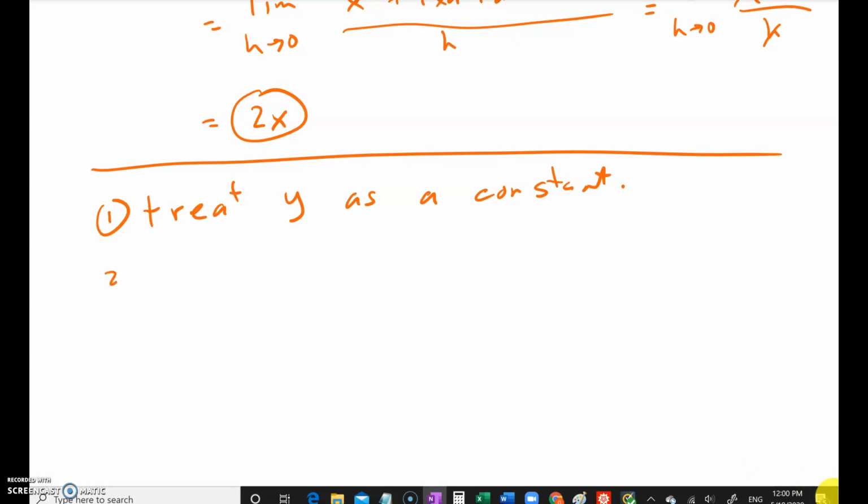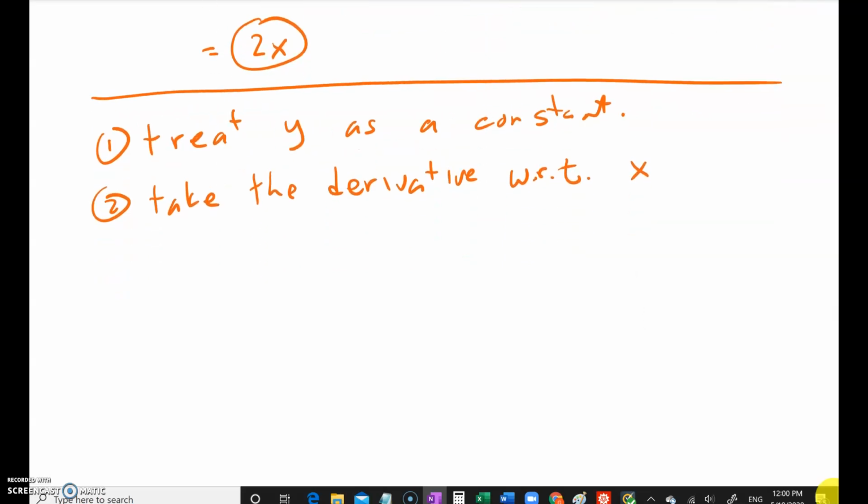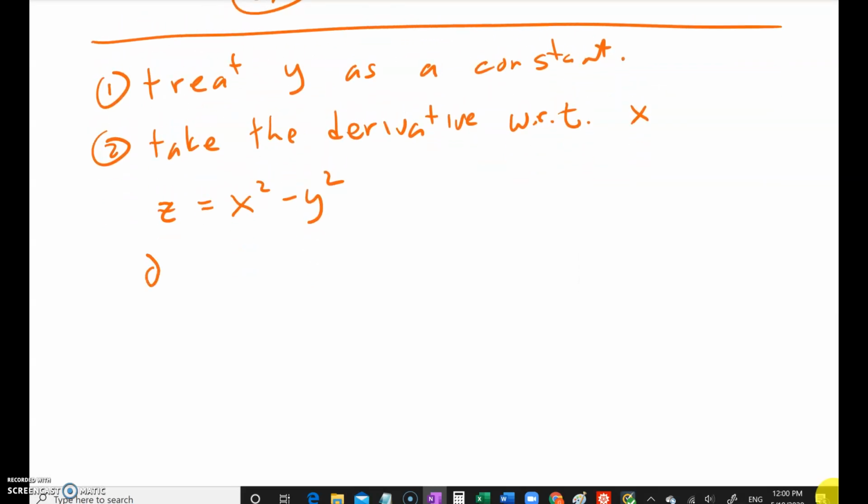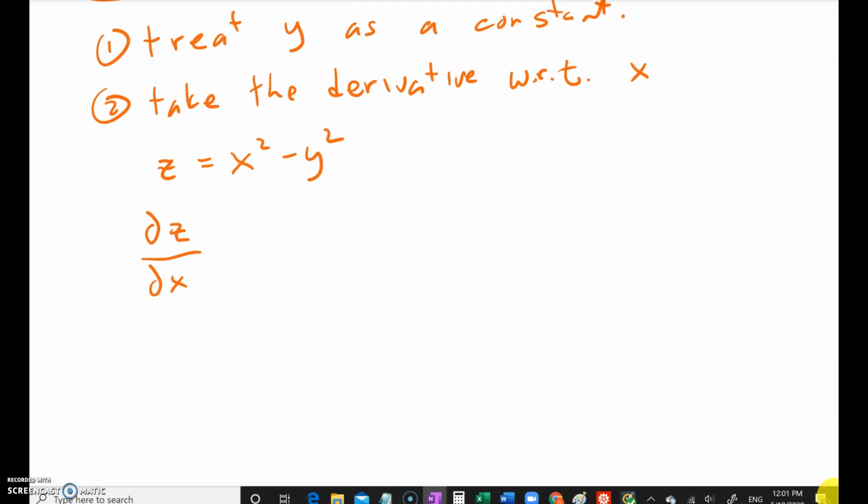So all those rules you learned in Calculus 1, they all apply. And then step 2 is you take the derivative with respect to x. WRT is short for with respect to. Okay, so let me just use z here, a little bit quicker to write. So my original function, z equals x squared minus y squared. So dz dx with the curly d, excuse me, dz dx, not t. That means the rate of change instantaneously at how much z is increasing with respect to x.